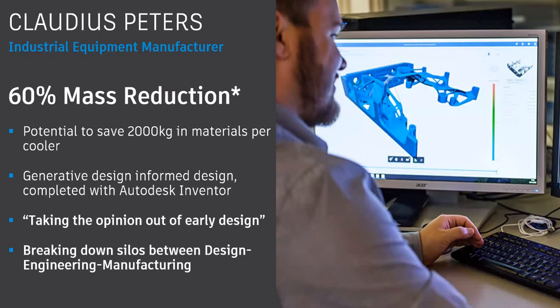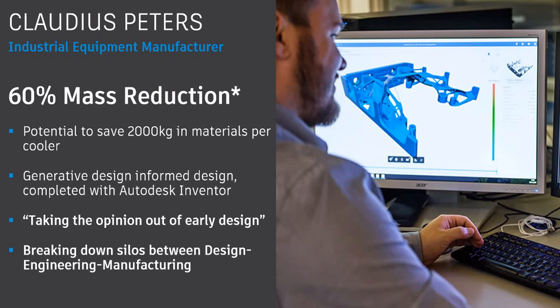So Claudius Peters is a manufacturer of what's called clinker coolers. These are cement production machines that are probably the size of a football field. So they're not looking at additive manufacturing yet for a lot of their products. They make very heavy-duty manufacturing equipment. So what they use, and what's really unique about this, is they use generative at the front end of their cycle to kind of take the opinion out of that early phase.